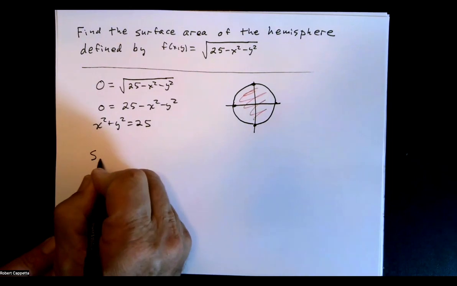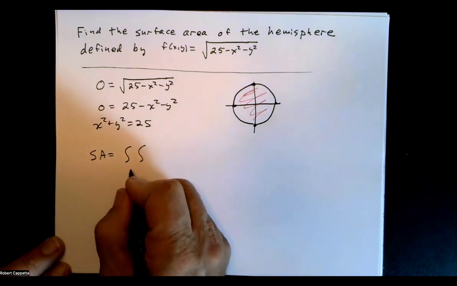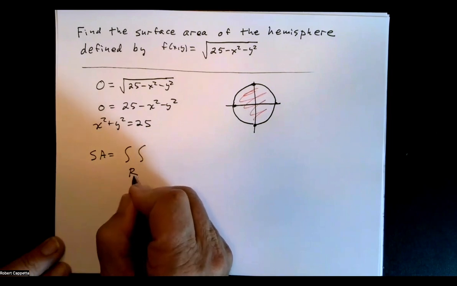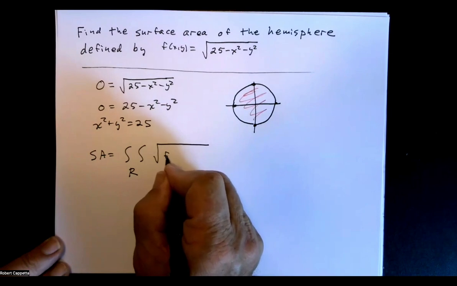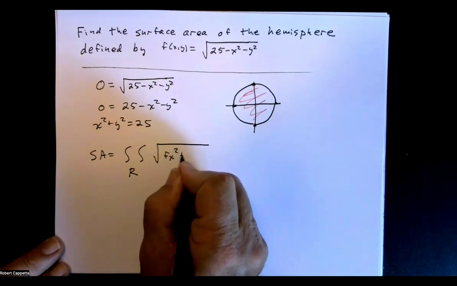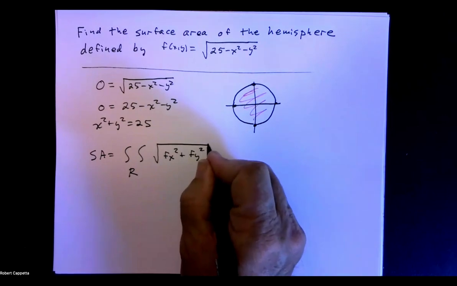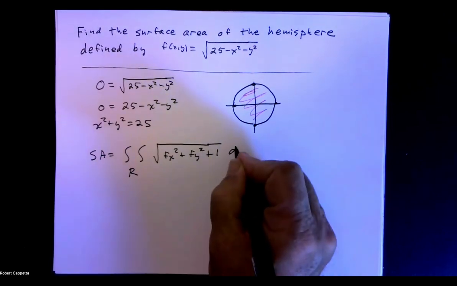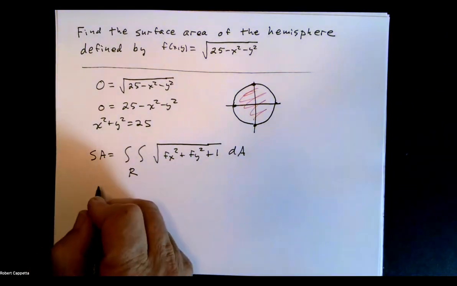So let's remind ourselves of the formula developed earlier. The surface area will be the double integral over the region of interest of the square root of the partial derivative of f with respect to x squared plus the partial derivative of f with respect to y squared plus 1 dA. So let's go ahead and find those partial derivatives.